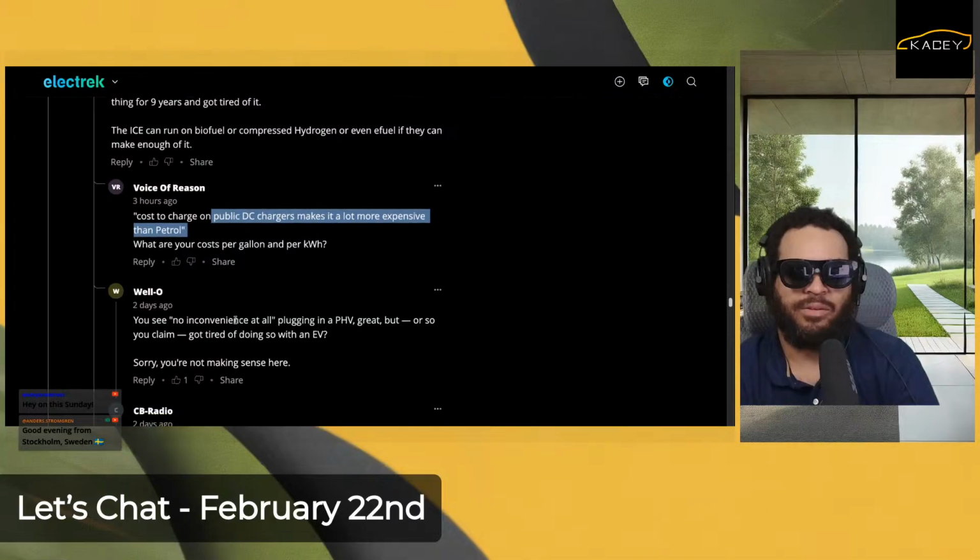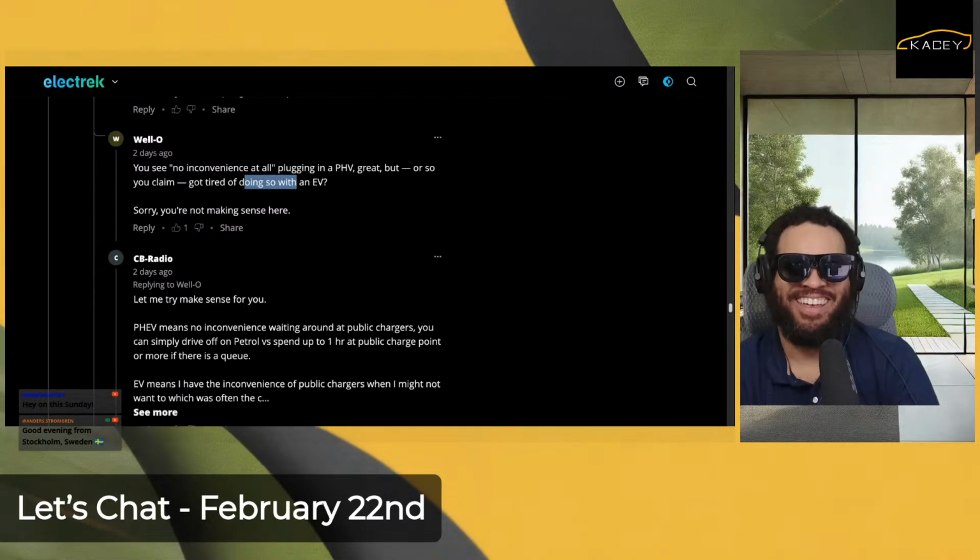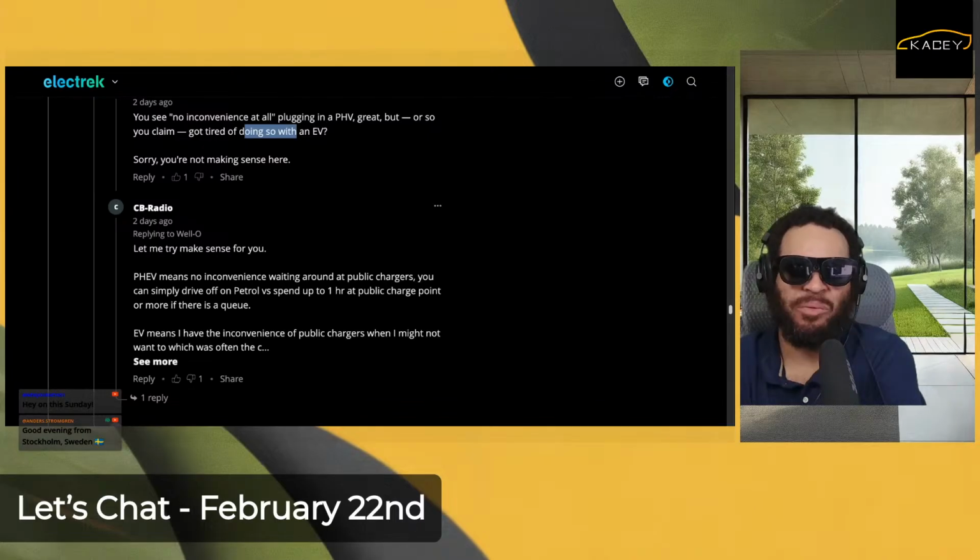You see no inconvenience at all plugging in a PHEV. Great, so you claim you get tired of doing it with an EV. Because he's one of the people in the study that never plugs in the PHEV. That's why. Let me try to make sense for you. PHEV means no inconvenience waiting around at public chargers. You can simply drive off on petrol versus spend up to 1 hour at a public charge point, or more if there's a queue.